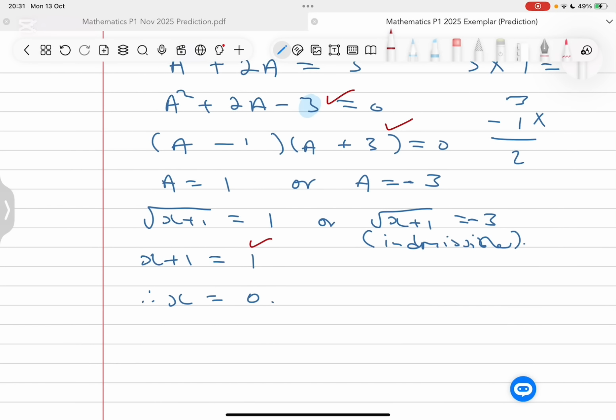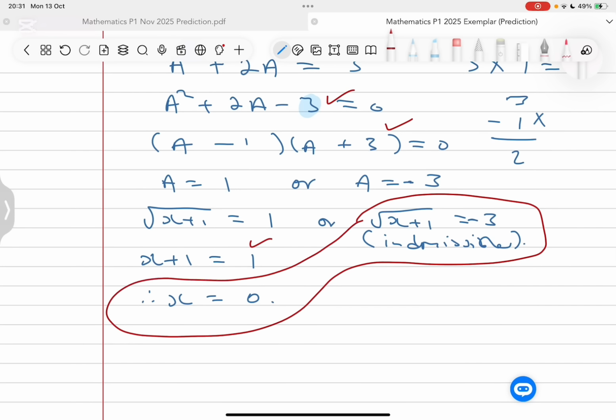And your last mark comes from the final answer, which will include you rejecting the other side. So the 0 plus rejecting the other side, that will give you another mark. And that should be a total of 5 marks.